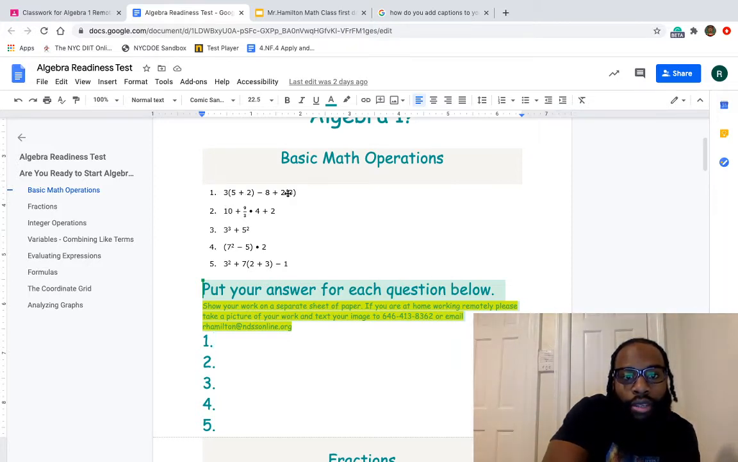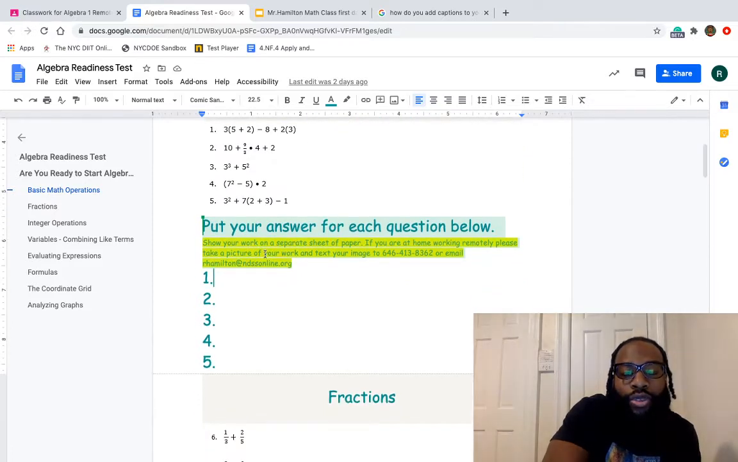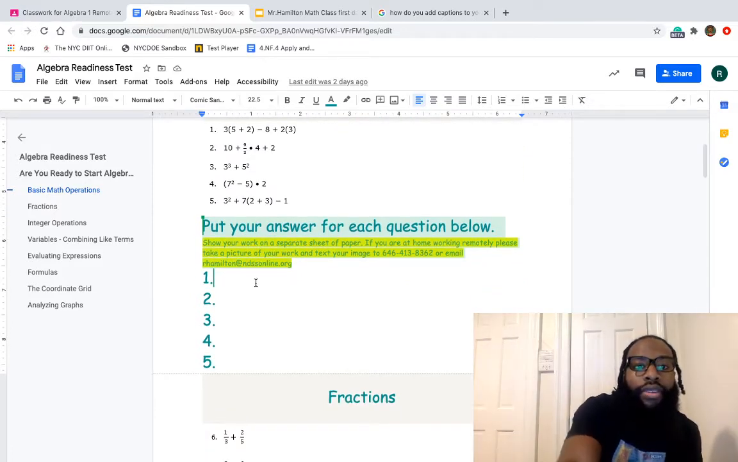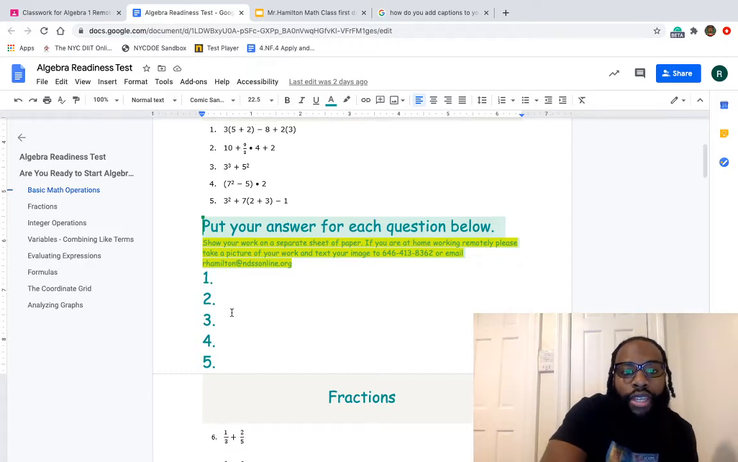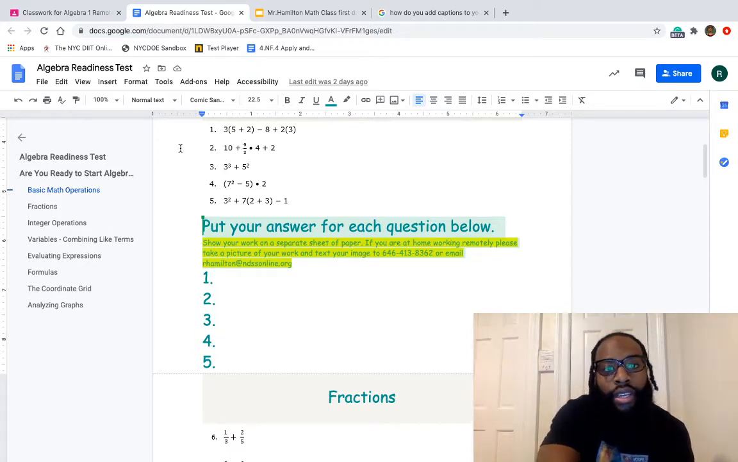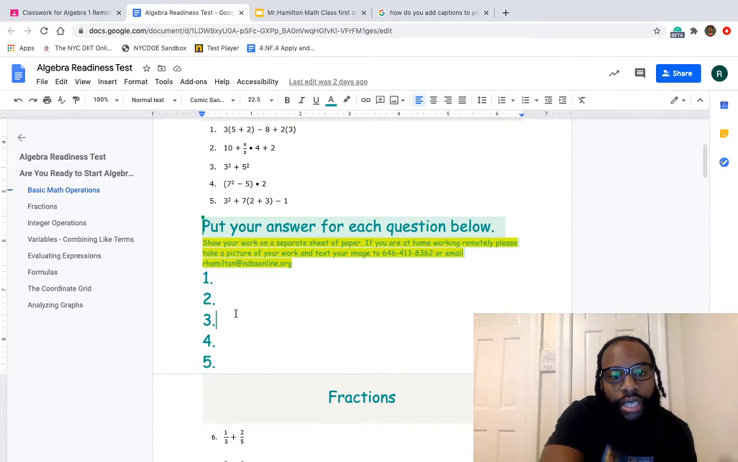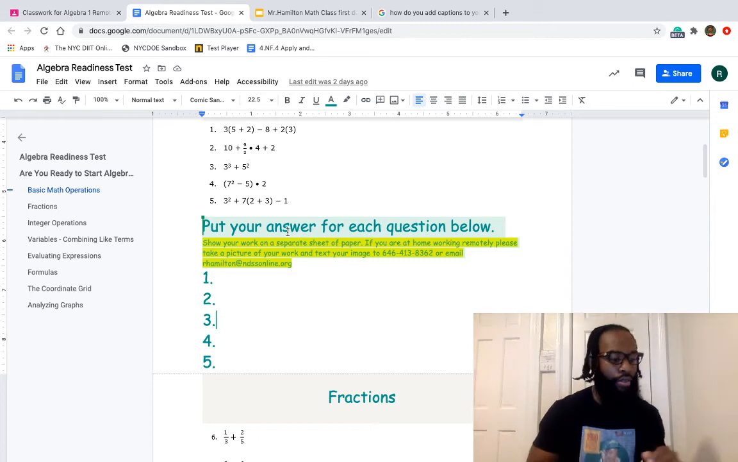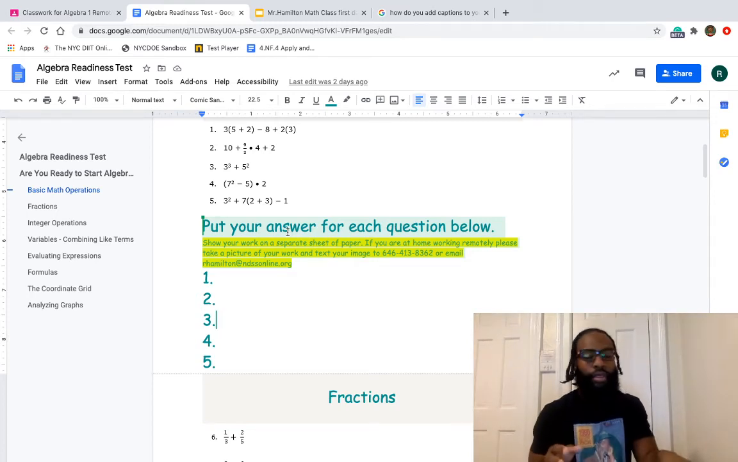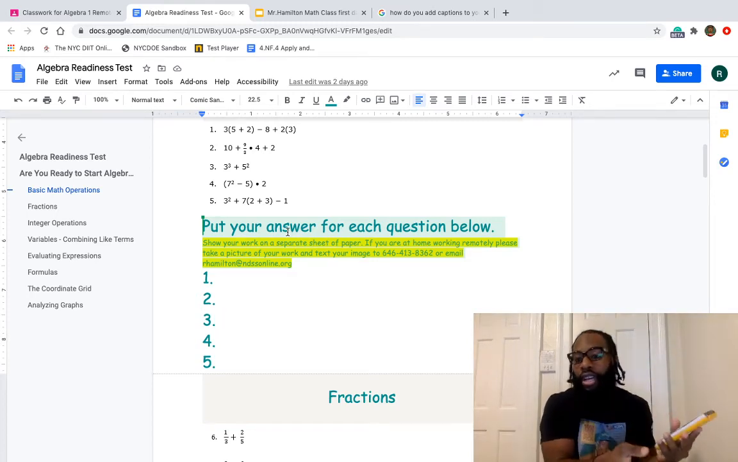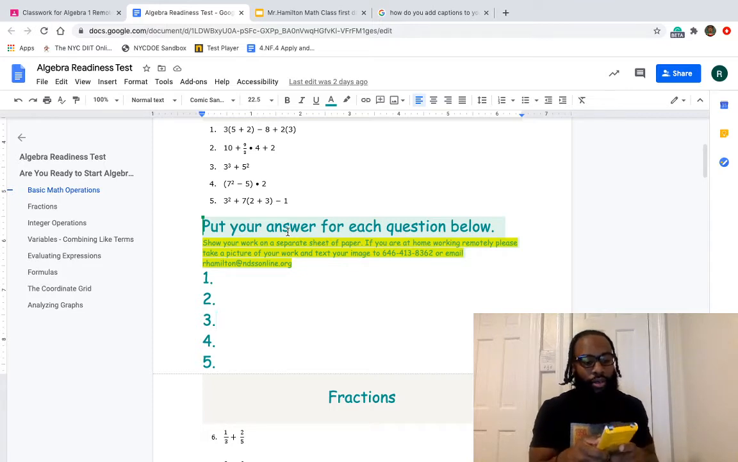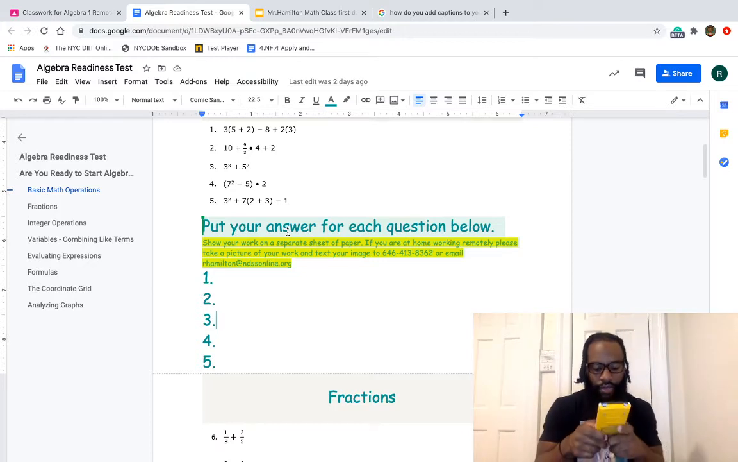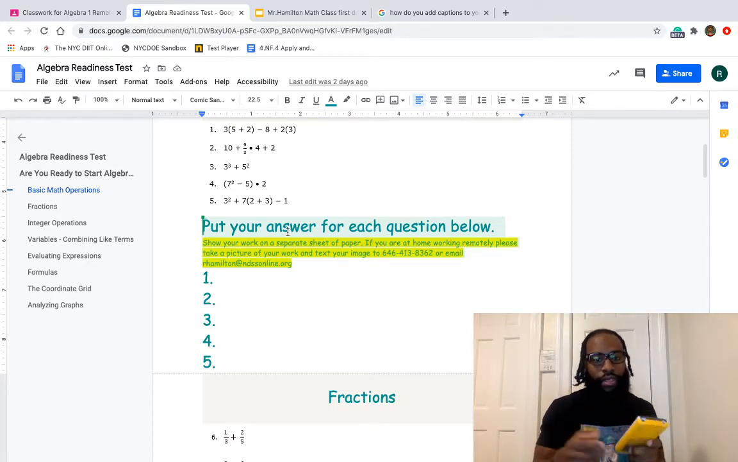So for number 1, you have this right here. You're going to solve it, and when you solve it, you're going to put your answer here for number 1. For number 2, you're going to solve it and put your answer here. For number 3, you're going to solve it and put your answer here. So for example, 3 to the third power plus 5 to the second power. I have my calculator. You can use a calculator on your notebook. So, 3 to the third plus 5 to the second equals 52, right?